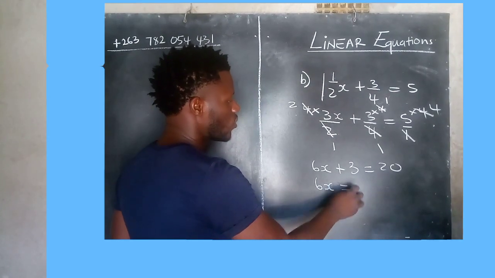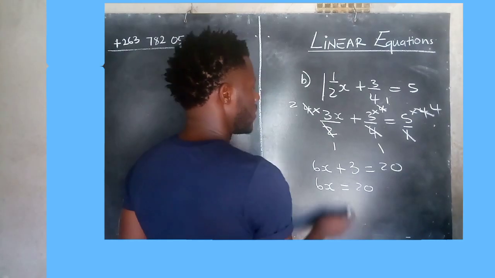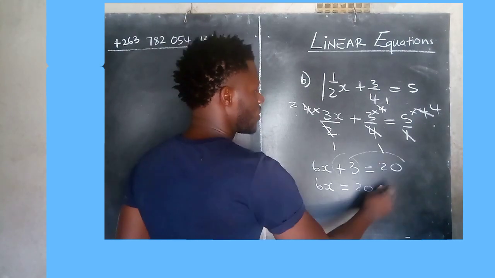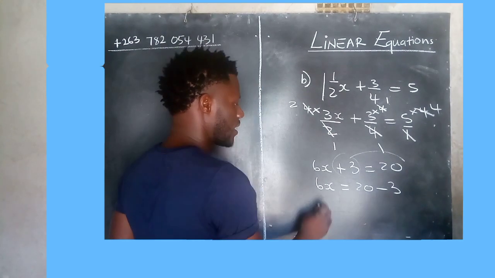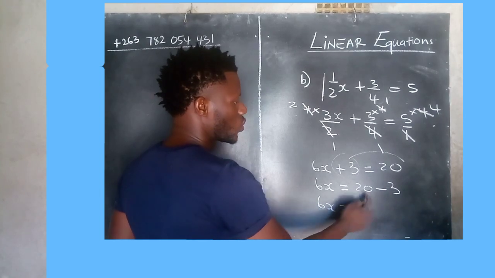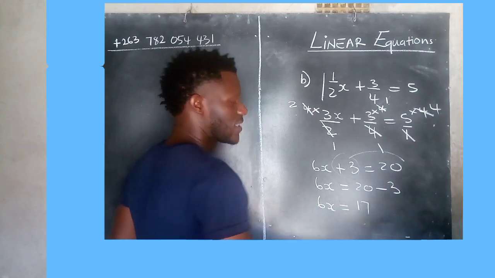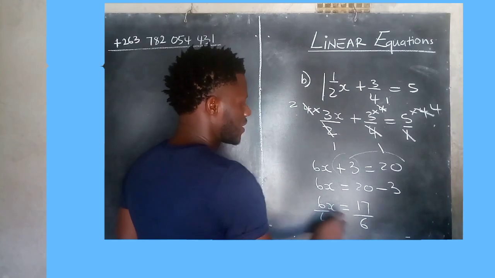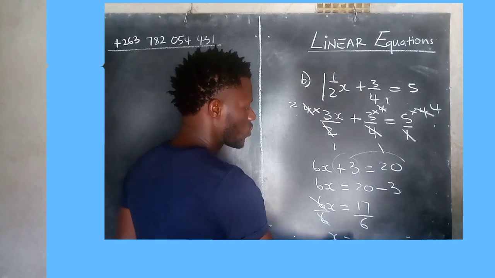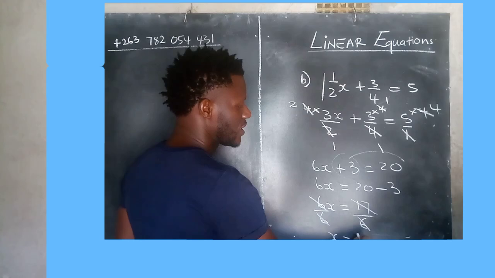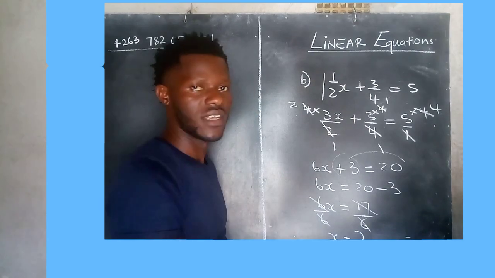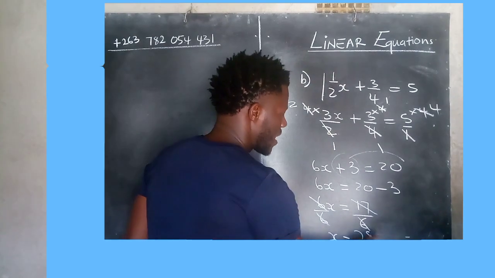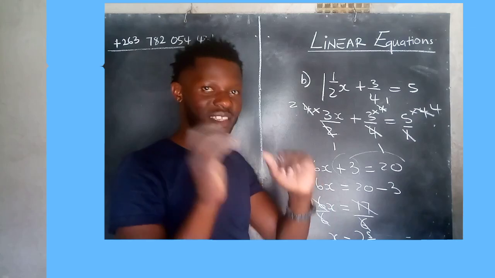After removing fractions, let's do the grouping method. 6x is equal to 20. Then this positive 3, when grouped, becomes negative 3. 6x is equal to 20 minus 3, we get 17. At this last stage, you divide by 6 on both sides. So now x is equal to 17 over 6: 6 into 17, 2 times is 12, remainder 5, so 2 and 5 over 6. As simple as that.